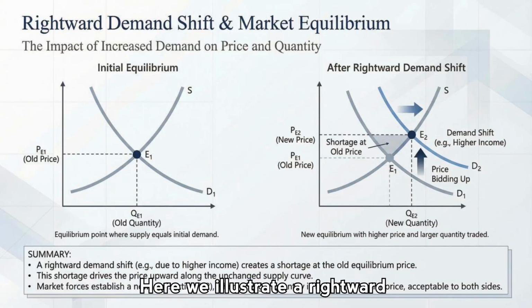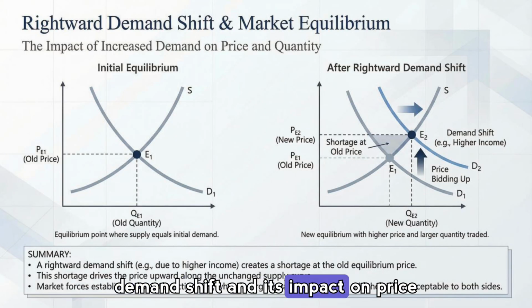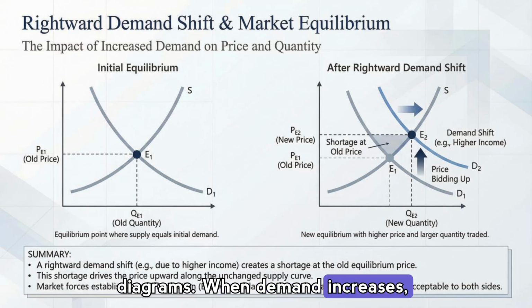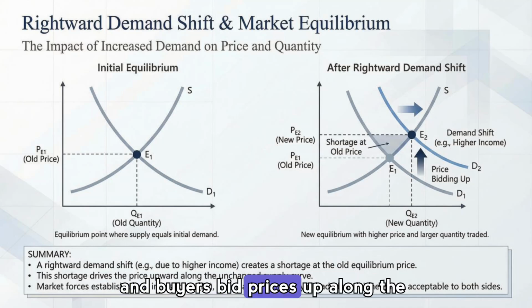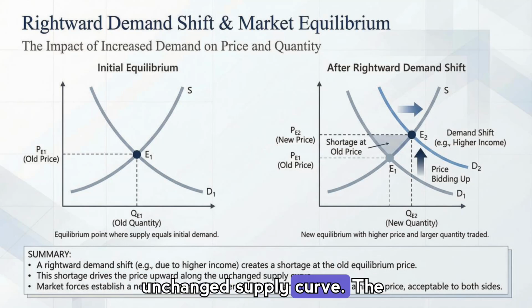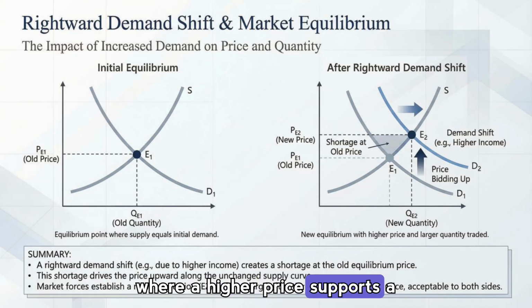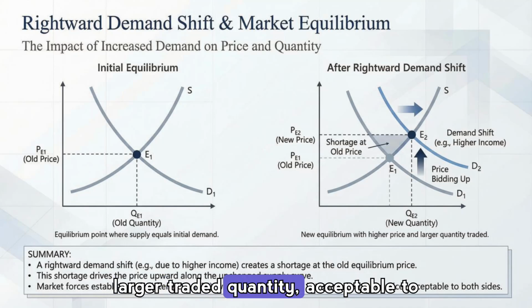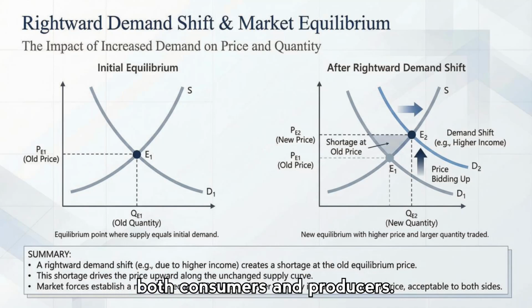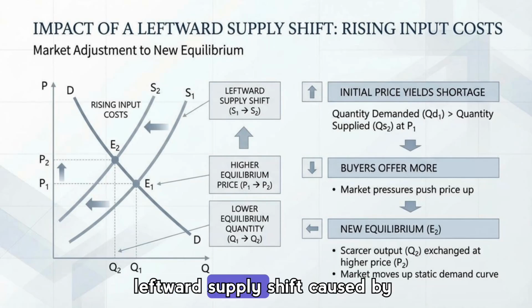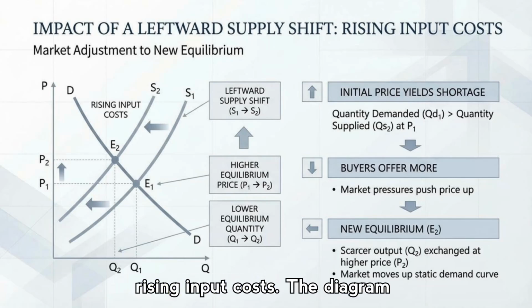Here we illustrate a rightward demand shift and its impact on price and quantity, using before and after equilibrium diagrams. When demand increases, a shortage appears at the old price, and buyers bid prices up along the unchanged supply curve. The market then finds a new intersection where a higher price supports a larger traded quantity, acceptable to both consumers and producers.